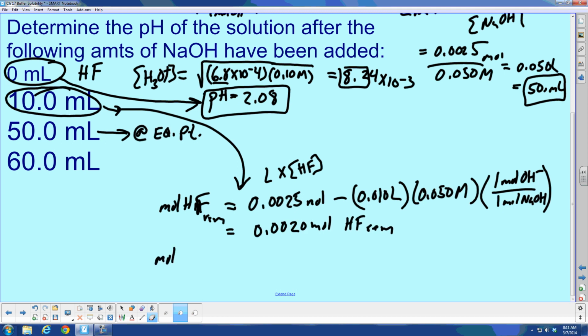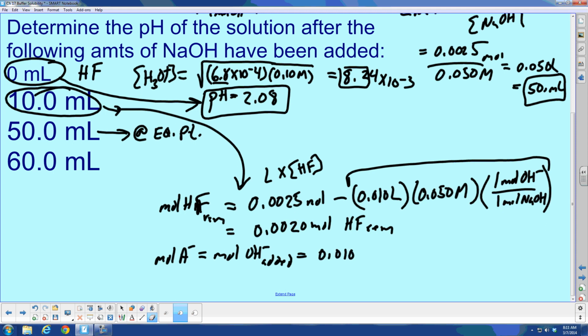How many moles of A minus do I have? Well, that's equal to the moles of my hydroxide added, which is equal to this stuff right there, right? 0.010 liters times 0.050 molar, and 1 over 1 we're not going to mess with. So that's going to be 0.01 times 0.05, and I get 0.0005, 2 sig figs, right? Moles of F minus. F minus, we're dealing with fluoride now, right? Good. Then what do we do?